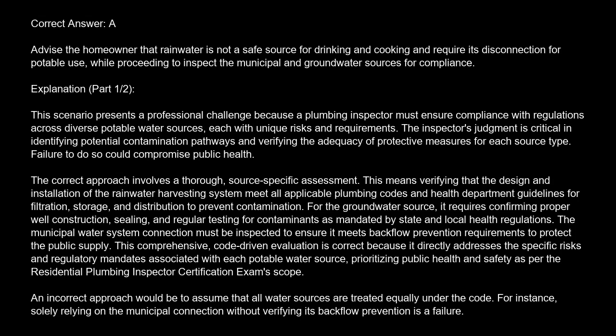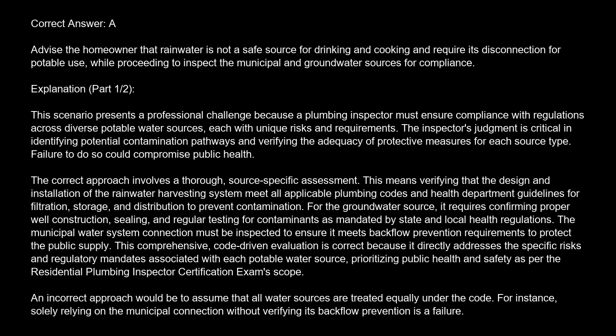The correct answer is A. Advise the homeowner that rainwater is not a safe source for drinking and cooking and require its disconnection for potable use, while proceeding to inspect the municipal and groundwater sources for compliance. Explanation: this scenario presents a professional challenge because a plumbing inspector must ensure compliance with regulations across diverse potable water sources, each with unique risks and requirements. The inspector's judgment is critical in identifying potential contamination pathways and verifying the adequacy of protective measures for each source type. Failure to do so could compromise public health.